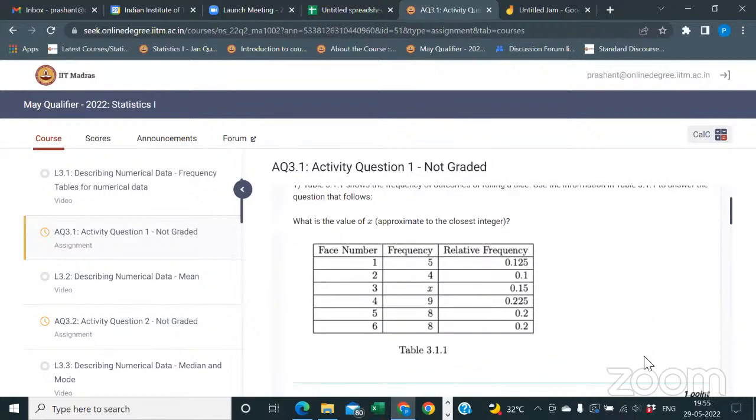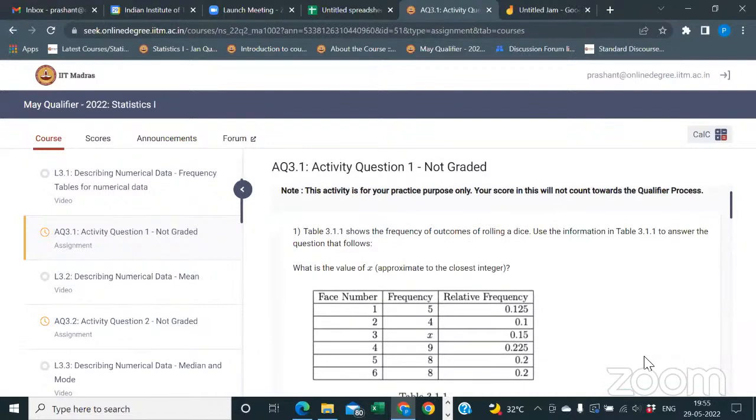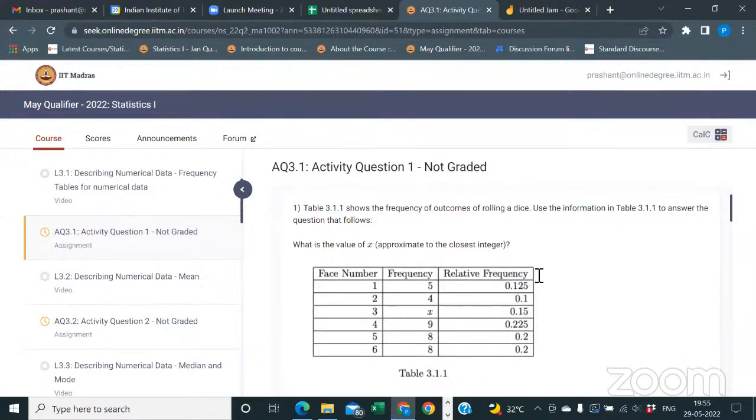Sir, I'm not able to understand, I'm not able to solve this. What is the question? What is the approximate value of x? What is the value of y? Sir, may I? Sapna, you can explain.